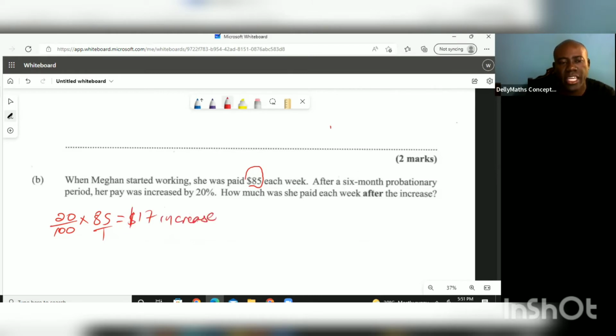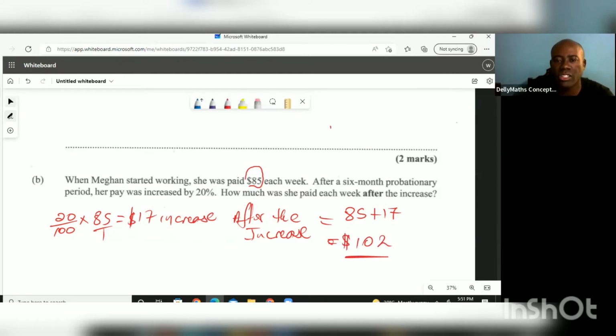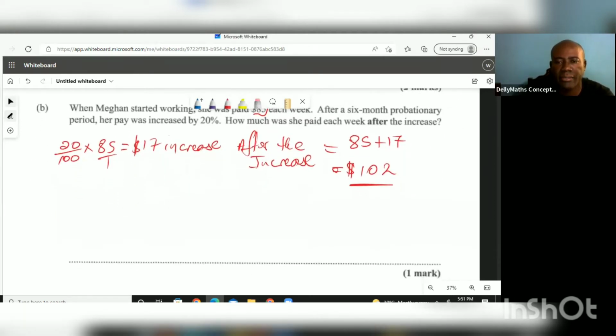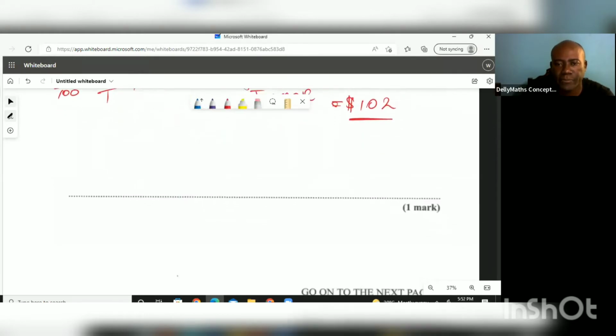So this would have been the increase, but the question wants to know how much was she paid after the increase. So after the increase, we're talking about here $85 plus your 17. So we want to add that 85 to the 17 and say, guess what? She is now being paid $102 after the increase. So she's getting $102 per week after that increase right there.